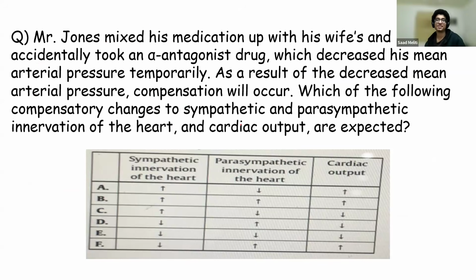Mr. Jones mixed his medication up with his wife and accidentally took an alpha antagonist drug, which decreased his mean arterial pressure temporarily. So his mean arterial pressure is decreased. As a result of the decreased mean arterial pressure, there will be compensation. Which of the following compensatory changes to sympathetic and parasympathetic innervation of the heart and cardiac output are expected? So what do you guys think will happen? Okay, Ahmed ibn Saud says A.